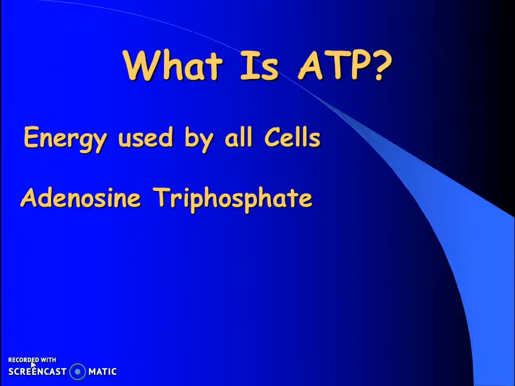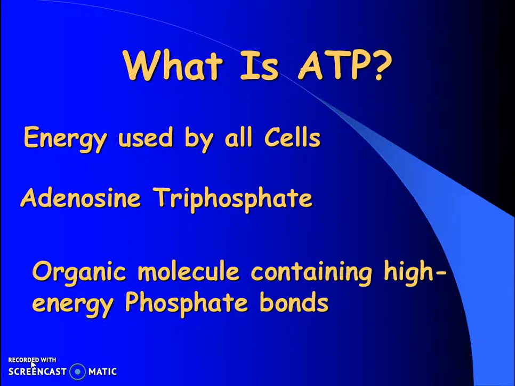All living organisms need energy to reproduce, to grow, and even to move. If you are running, walking, or doing any other activity, you need energy. So where does this energy come from? The energy is produced in each cell of your body in the form of adenosine triphosphate, in short called ATP. And this ATP is an organic molecule containing high energy phosphate bonds.